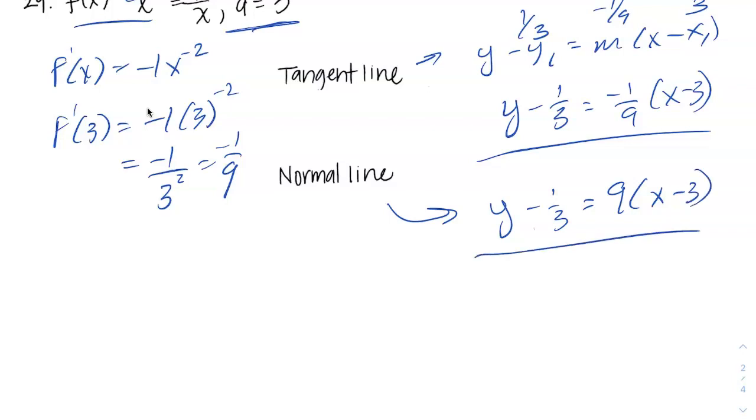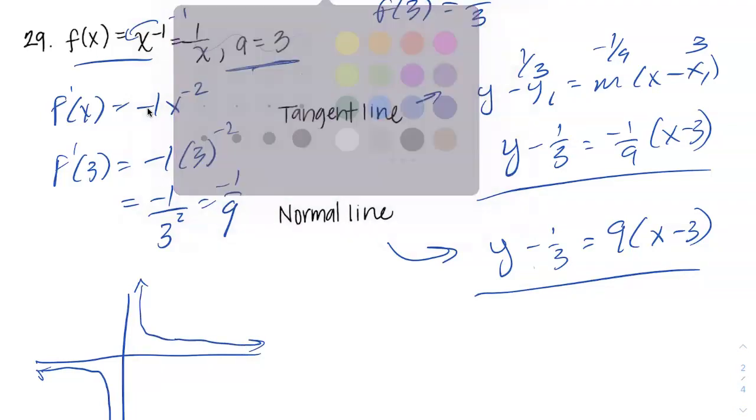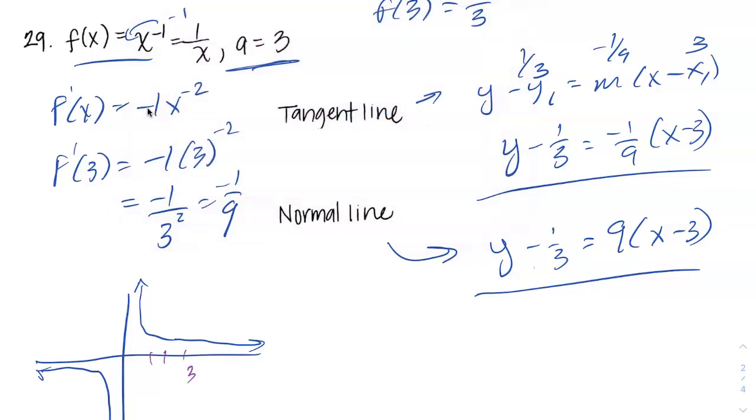Now if I want you to graph it, again, just a sketch. 1 over x is a reciprocal function. It looks kind of like this. Not my best, but something to this effect. And then at 3, 1, 2, 3, we have a tangent line, and we have a normal line.